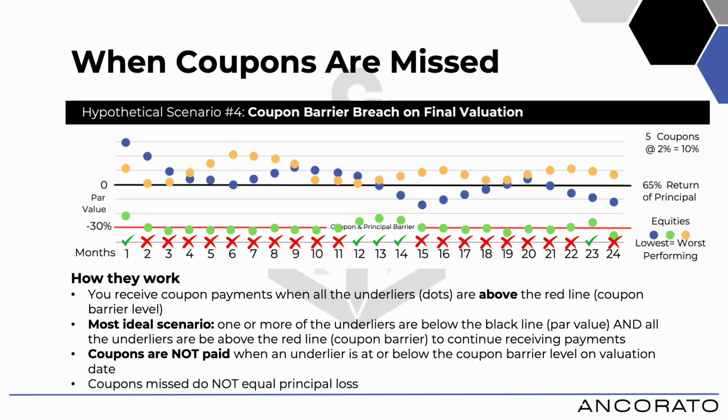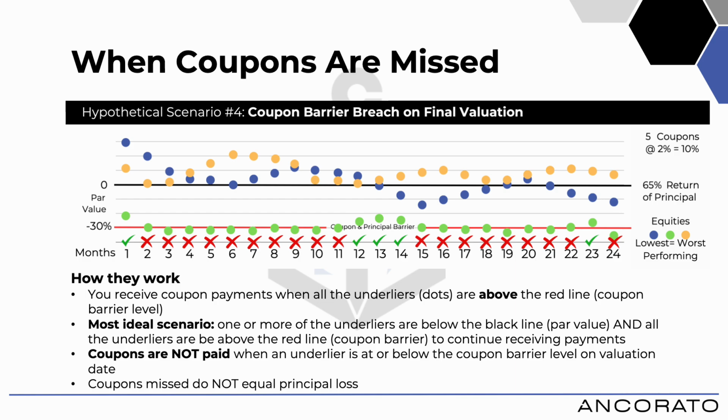But what happens if one of the underliers is at or below the coupon barrier level, the red line, on its valuation date? In this scenario, notice that there are many months where the green dot is at or below the red line. Because the value of the green dot underlier is at or below the coupon barrier level on its monthly valuation date, the coupon has not been paid for that month.